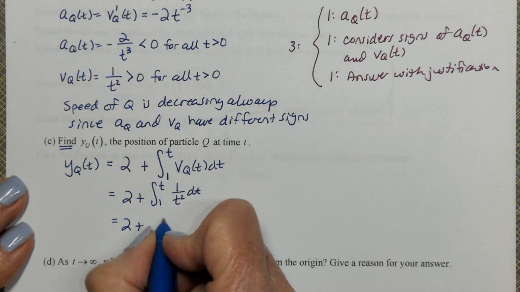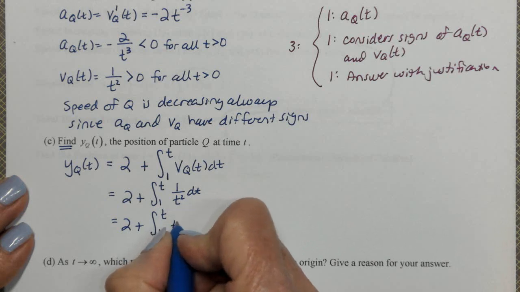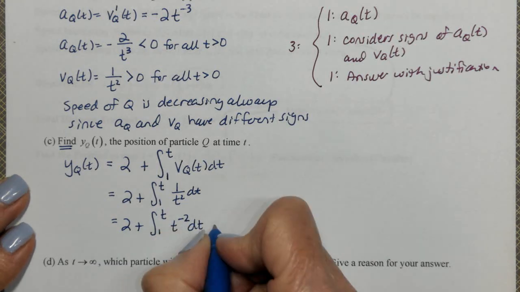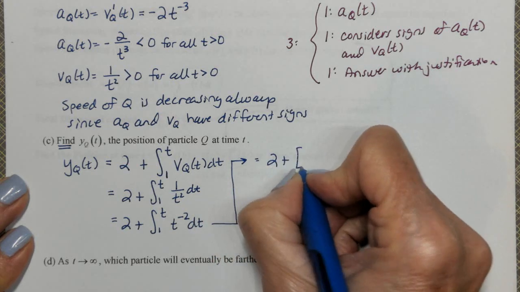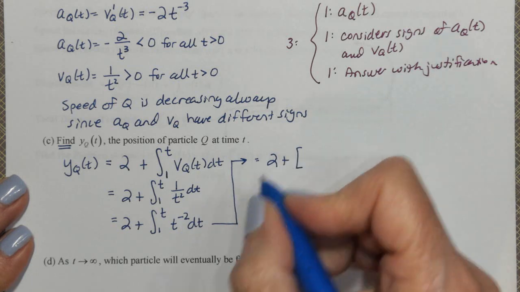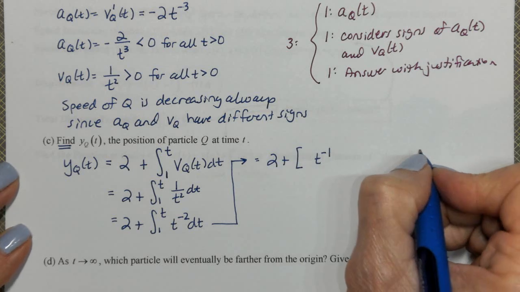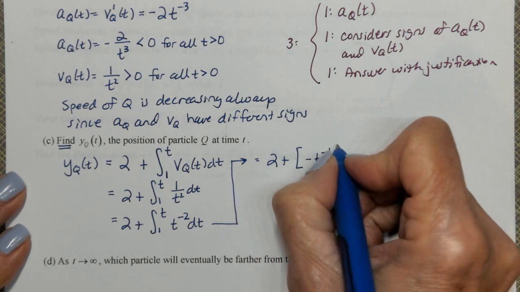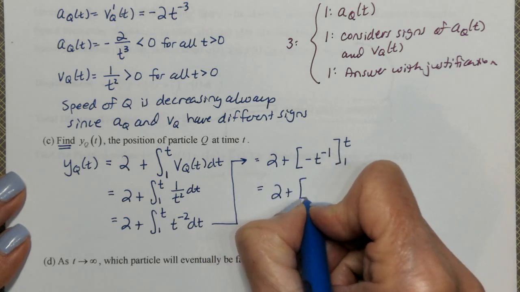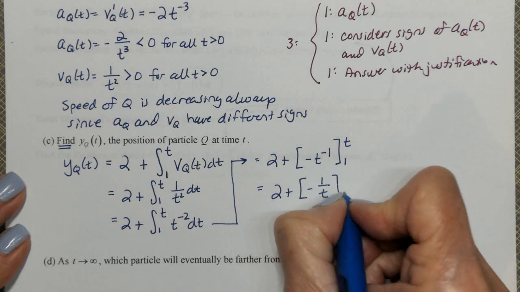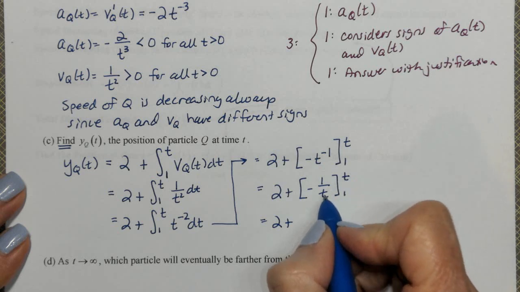This is 1 over t squared. I am going to bring that to the top, give it a negative exponent. And now we're going to use the power rule. Add 1 to your power, divide by your new power. Adding 1 to negative 2 makes the power negative 1. Divide by your new power, it's going to make it a negative 1 to t. And before I plug in, I'm going to change this to 1 over t. Okay, we put t in for t.